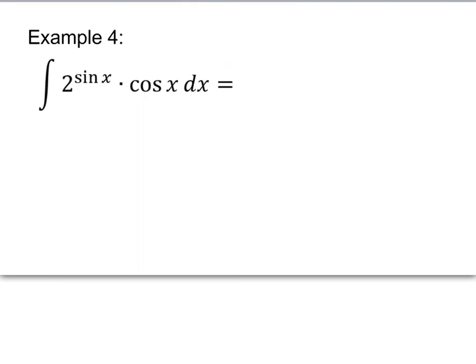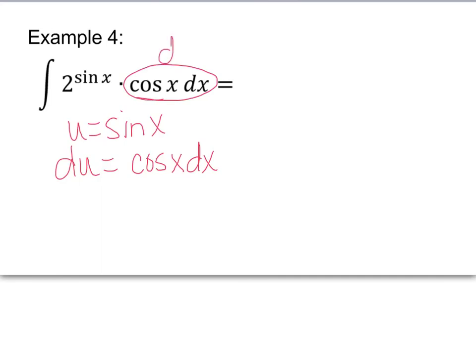On this next example, okay, it looks like we've got two trig functions, but remember again, if it's 2 to something or a to the u, your u needs to be your exponent. So we're going to let u equal the sine of x, which means du would be the derivative of sine. The derivative of sine is cosine x dx. So all of this is my du, and right here the exponent is my u. So this one doesn't need any adjustment at all. It's really in the form 2 to the u du.